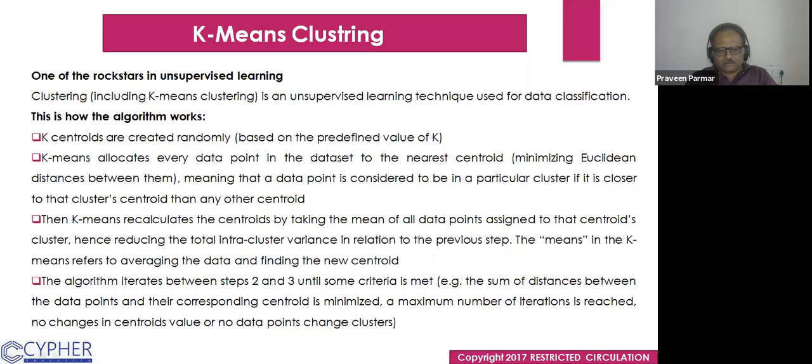And we put 5 random points. We choose any 5 random points. They may be very near to each other, or far away with some distance between them. Then K-means allocates every data point in the data set to the nearest centroid, minimizing the Euclidean distance between them. Let me explain this. Just a moment.